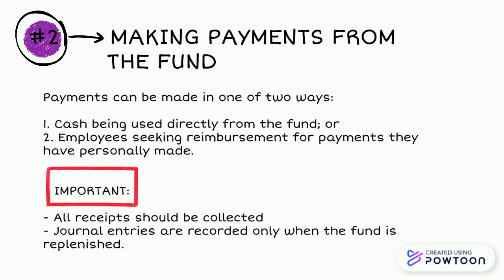Step 2. Making payments from the fund. Payments can be made in one of two ways. Number 1, cash can be used directly from the fund, or 2, employees can seek reimbursement for payments they have personally made. It's important to note that no journal entries are made during this step.